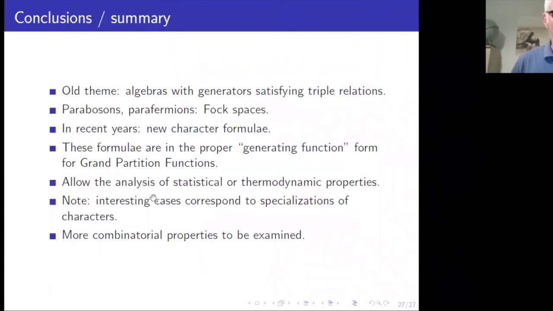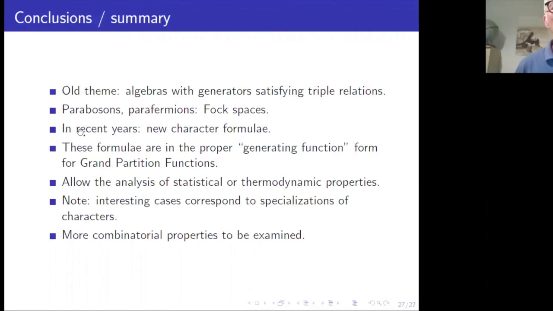So, yes, with this slide, I've come to the final slide of my talk. I started really with very old algebras characterized by a set of generators satisfying a set of triple relations, in particular the triple relations that characterize parabosons and parafermions. We find their Fock spaces, and we've realized, okay, the algebraic structure is related to a Lie algebra or a Lie superalgebra. The Fock spaces are related just to certain irreducible representations of an orthogonal or an orthosymplectic algebra.